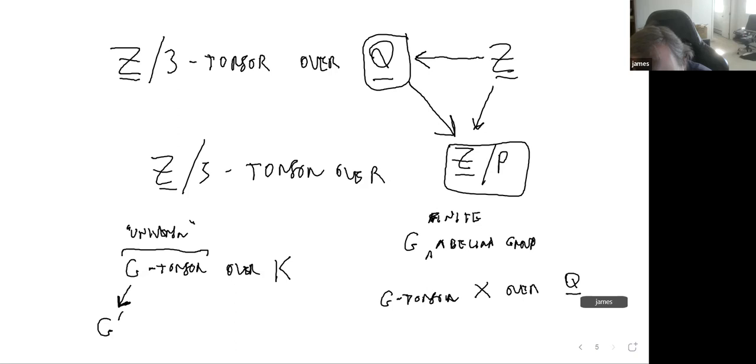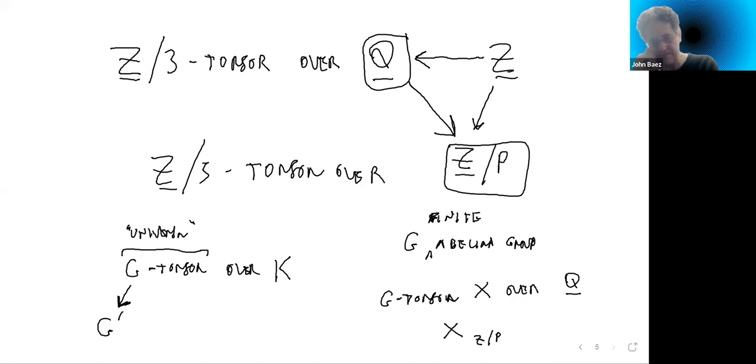Although again, it's ambiguous whether we might want to think of this as living over the rationals or over the integers, but we're not worrying about fine distinctions like that at the moment. So I have this G torsor X over the rationals. And then for each prime, we're going to push forward X to get X over Z mod P. Maybe I should just call it X sub P. And that's going to be classified by an element of G. So we're getting a map from primes to elements of G.